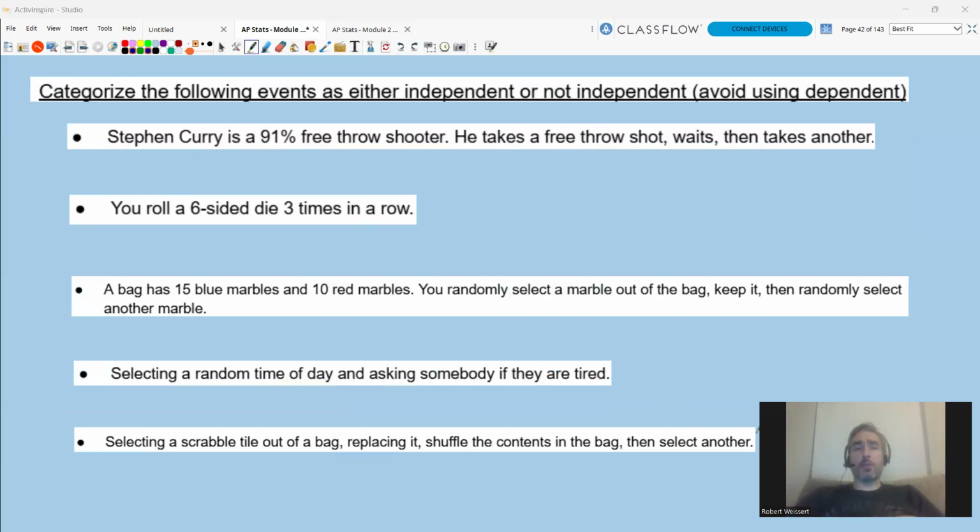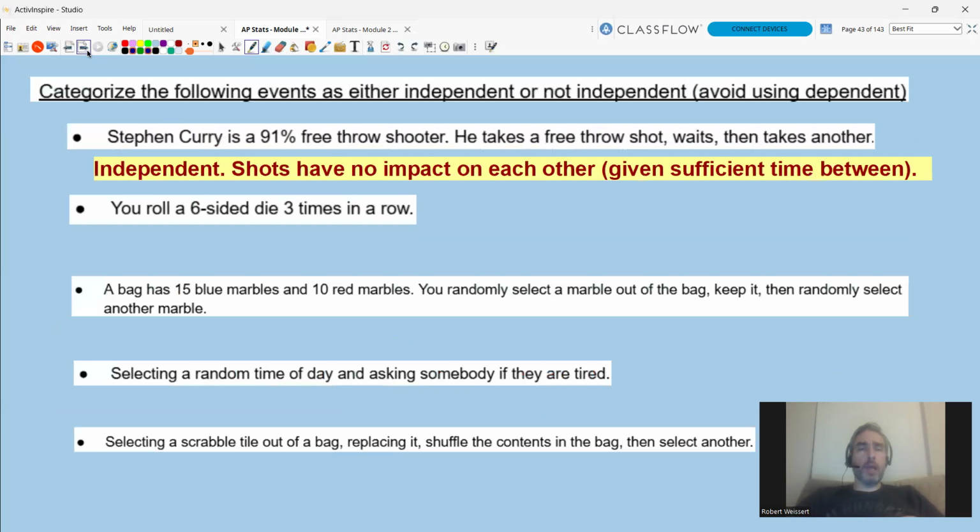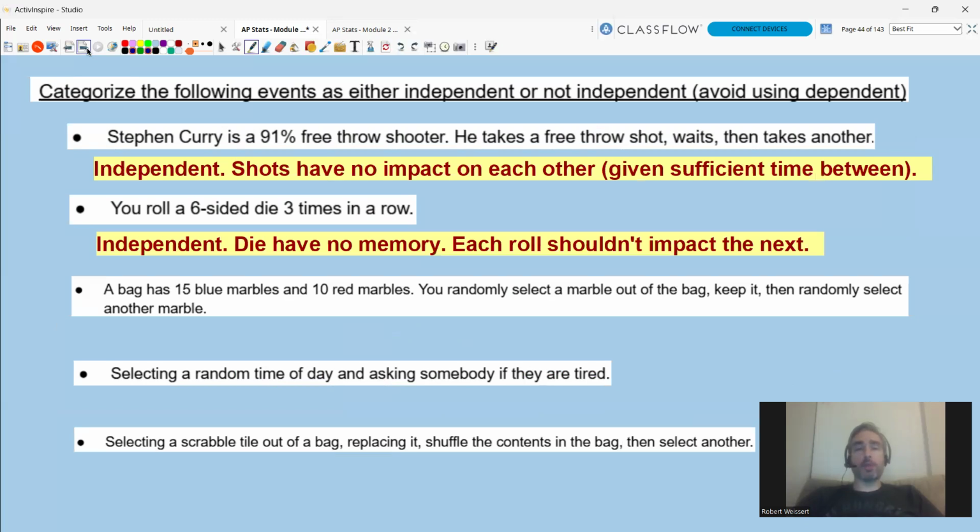Stephen Curry is a 91% free throw shooter. He takes a free throw shot, waits, then takes another. Would you consider that independent? Yeah. The shots shouldn't have an impact on each other, especially if you're given wait time between them. How about rolling a 6-sided die 3 times in a row? That's also independent. Die have no memory, so each roll shouldn't impact the next.